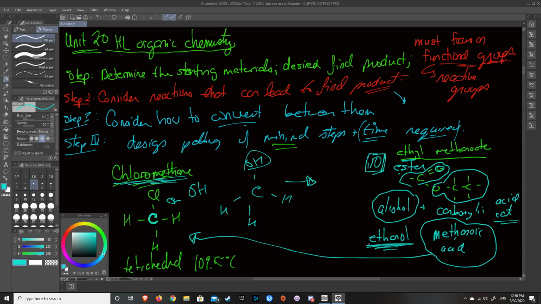We can just add ethanol. Ethanol is a pretty basic reactant, and we can make methanoic acid out of chloromethane. So this is what we're doing: we're determining our starting materials, chloromethane, we know the desired product and ethanol. Our desired final product is ethyl methanoate.